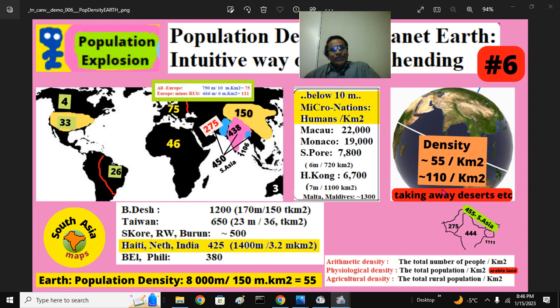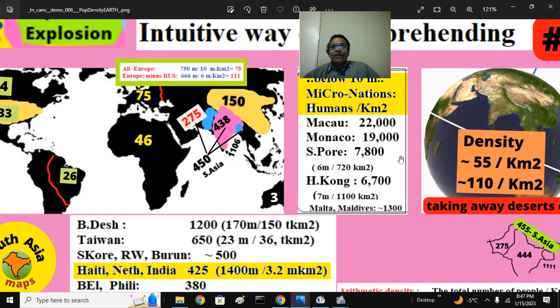Then what is the other important thing? There are certain micronations on the planet Earth like Macau, that is close to Hong Kong, Monaco, New York City. Those are around 20,000-30,000 per square kilometer. We don't count them. They are not that important. Even Singapore has around 8,000 people per square kilometer. That is around 6 million people living in 720 square kilometers.